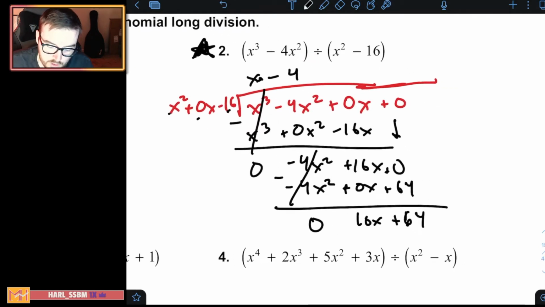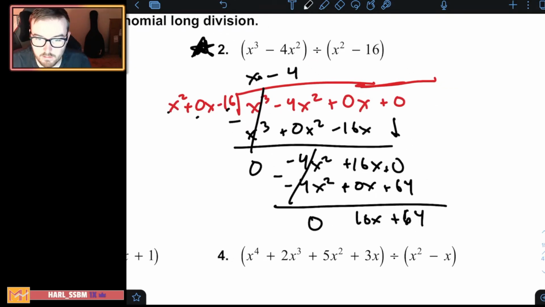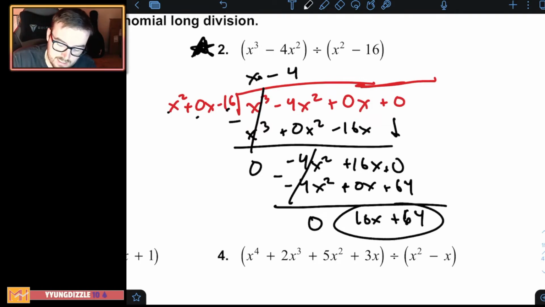This is our first instance of ending the problem without a remainder of 0. Okay? So that's perfectly okay to end in that situation. All right. So we just say that this is our remainder.